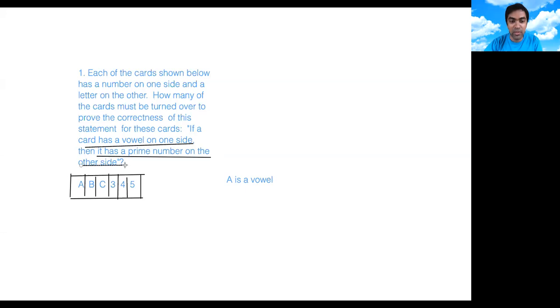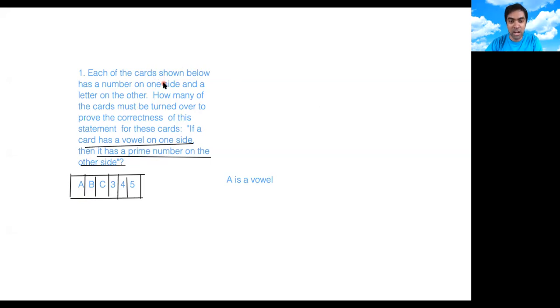So let's think about how this could be false. First we are going to try flipping over the A. If this is true, what should we see on the other side of this card? A prime number. Prime number, good. So if we turn over this A, we should see a prime number. If we turn over the B, do we know what we'll see? It doesn't matter, right? It just says if the card has a vowel on one side, then it has a prime number on the other side.